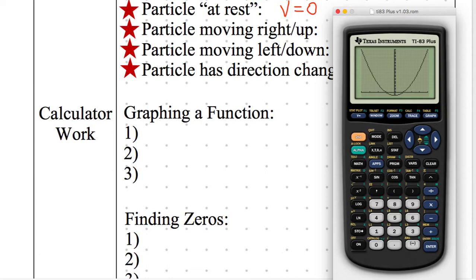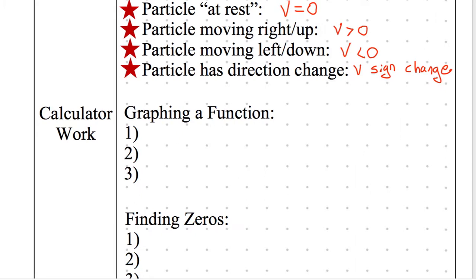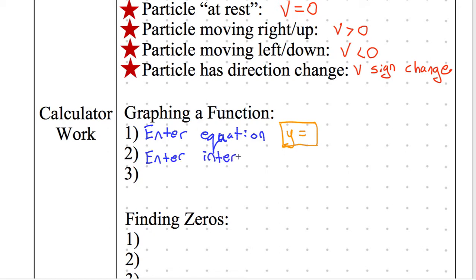So, what were our steps? Yes, so we needed to first enter an equation. Enter equation. And the way that we did that was the button was the y equals button. And I do a little box around that for a button. And then the next thing that we did was enter an interval. Between where and where? And we did that by going to window.